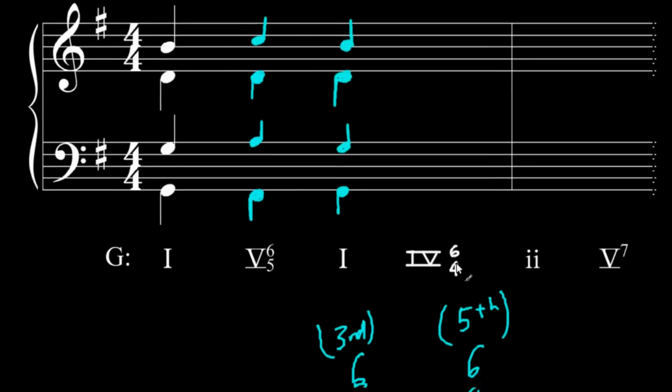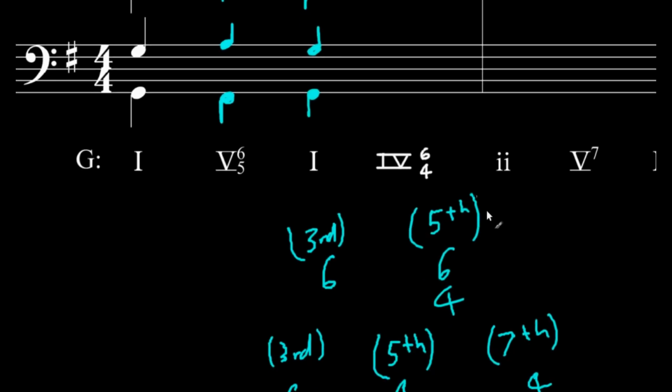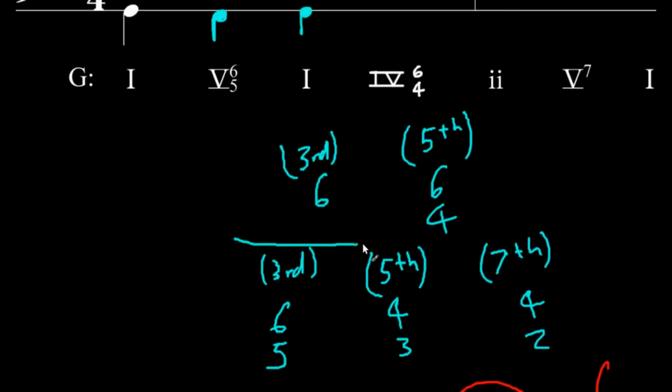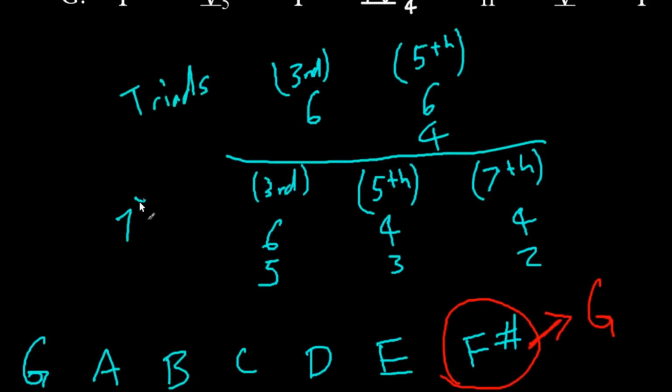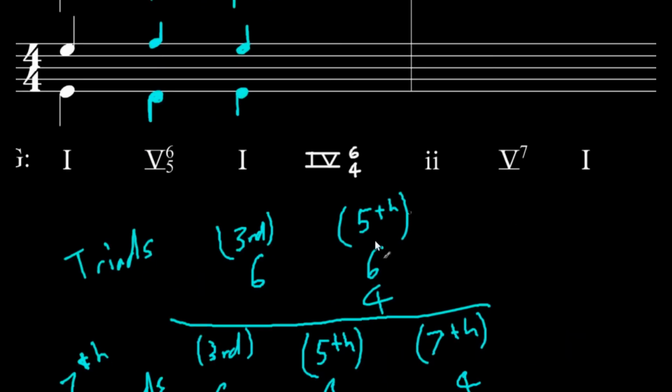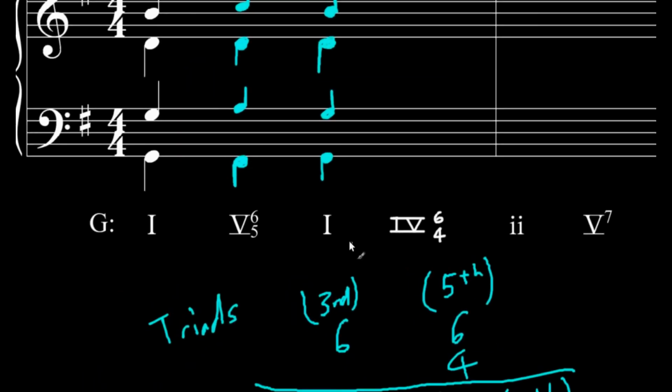Okay, well, for our inversions here, a 6, 4 is a second inversion triad. Remember, I put the triads on top here, and then 7th chords are down here. So it means the 5th of the chord is in the bass. Well, let's find out what a 4 chord is.